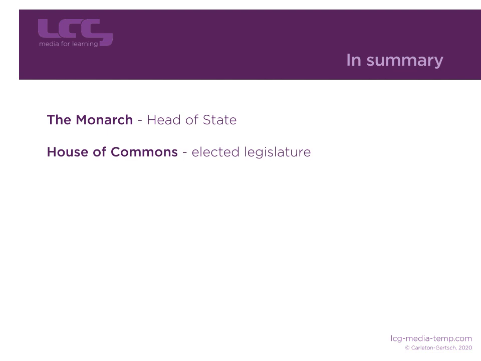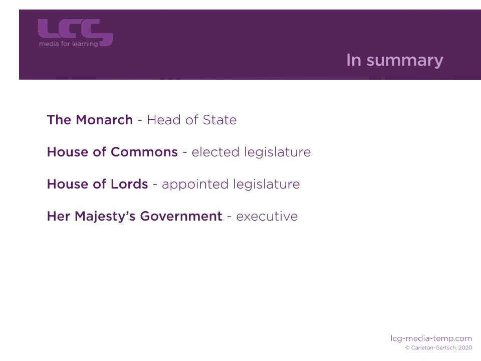Well, to sum up, what is the UK political system? At the top, we have the monarch, who is our head of state. We have the House of Commons, that is our elected legislature. We have the House of Lords, that's our appointed legislature and our second chamber in the Houses of Parliament. We have Her Majesty's government, which is the executive, and we have a Supreme Court, which is our judiciary.